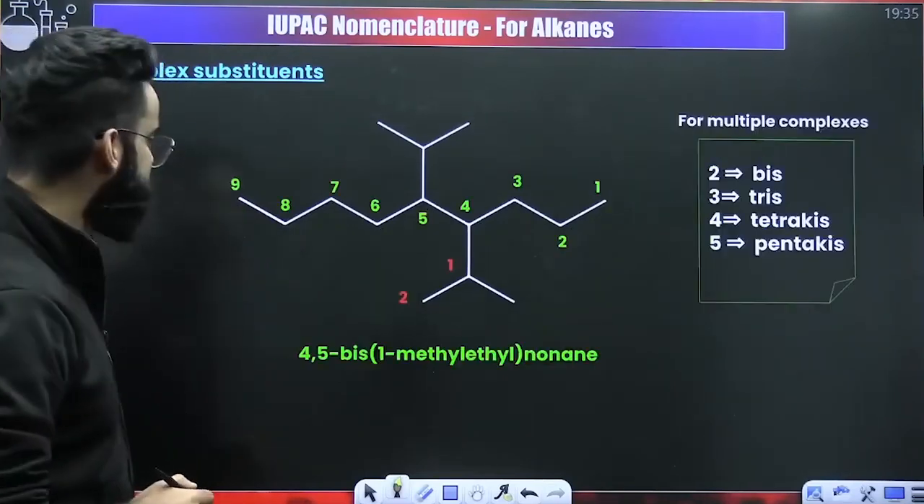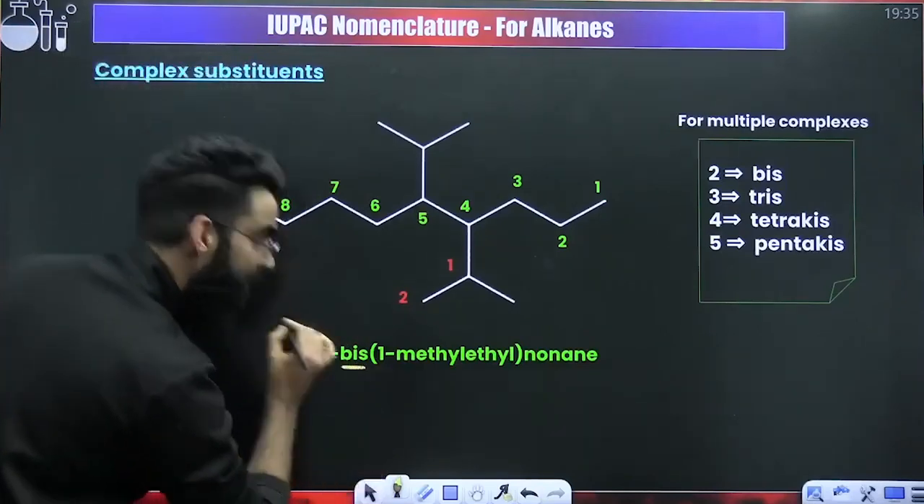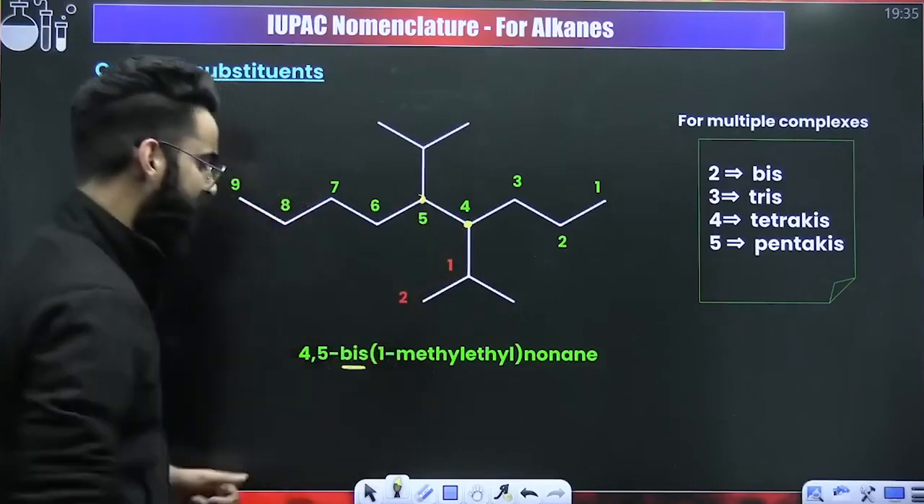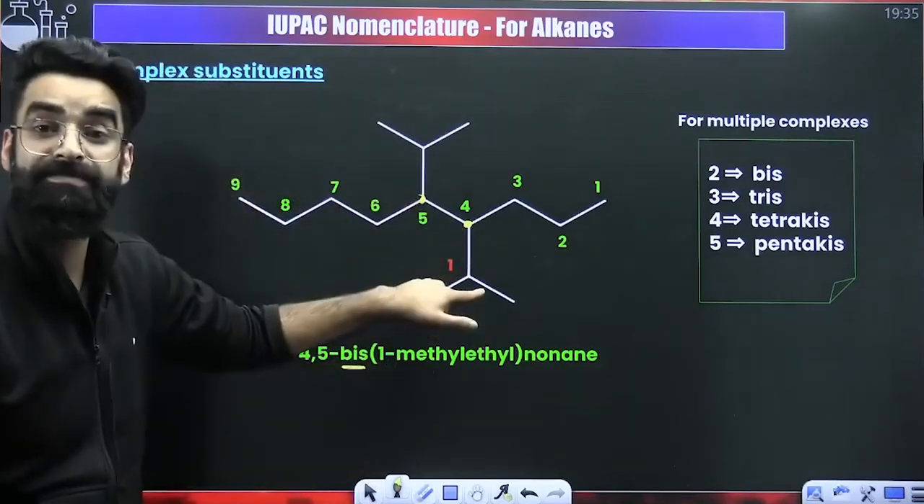So my dear students, how are you going to name it? I've used the term bis. Perfect. Now at carbon number 4 and 5, two same complex substituents were there.